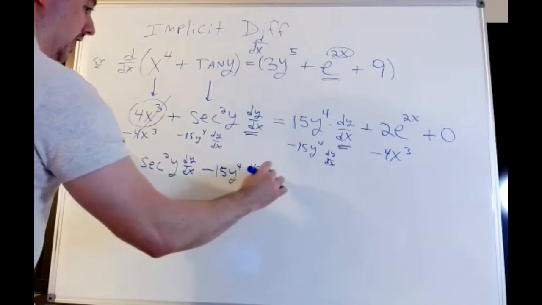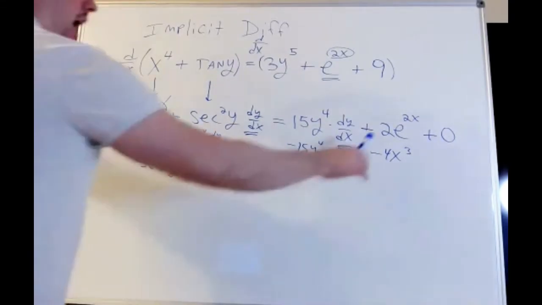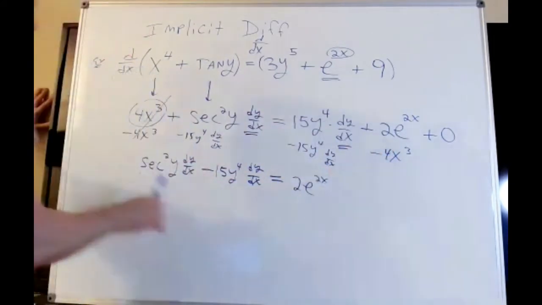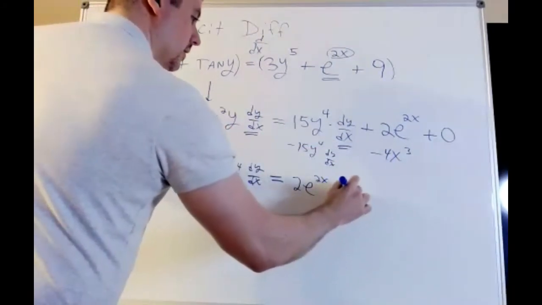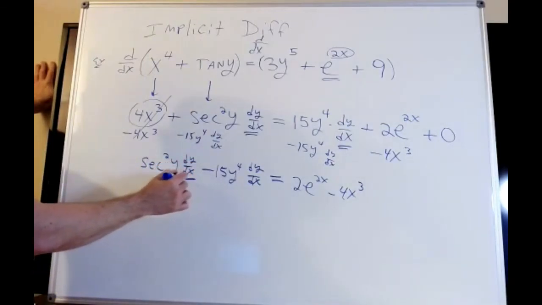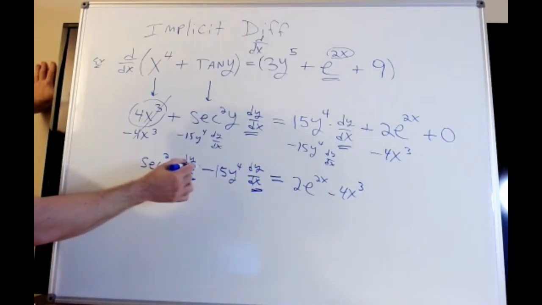This is a lot of writing in case you haven't figured this out. And this is going to be a lot of fun to put into web work too. I have 2e^2x on that side. And I took away the 4x^3 on that side. Now I have one more move. This is the big move. I have a common factor. I am solving for dy dx.